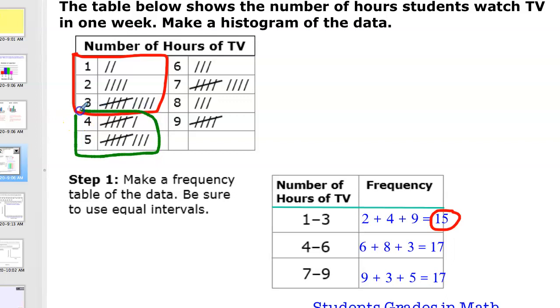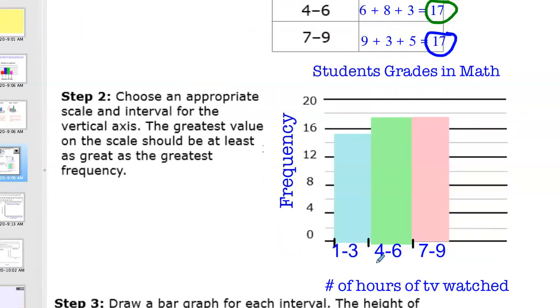Then 4 through 6 hours, I have 6 plus 8 students plus 3 more to give me a total of 17 students that watch TV between 4 and 6 hours a week. And then the last one, 7 to 9, so that's 9 plus 3 plus 5. So again, 17 students watch between 7 and 9 hours of TV a week. That's a lot of TV. All right. Next, you're going to create your histogram.